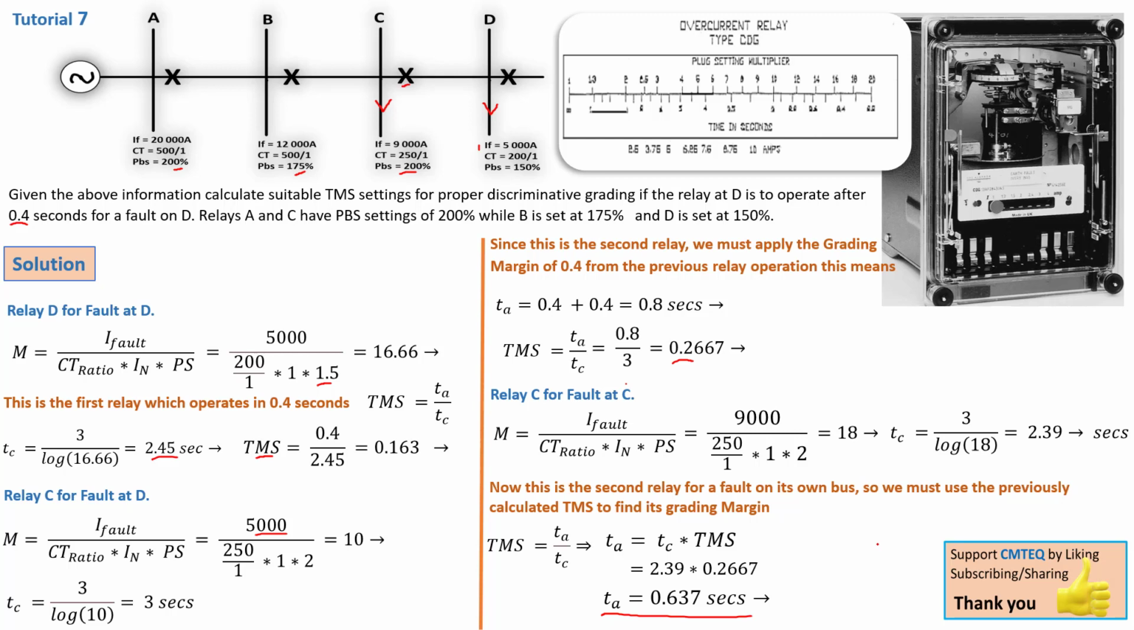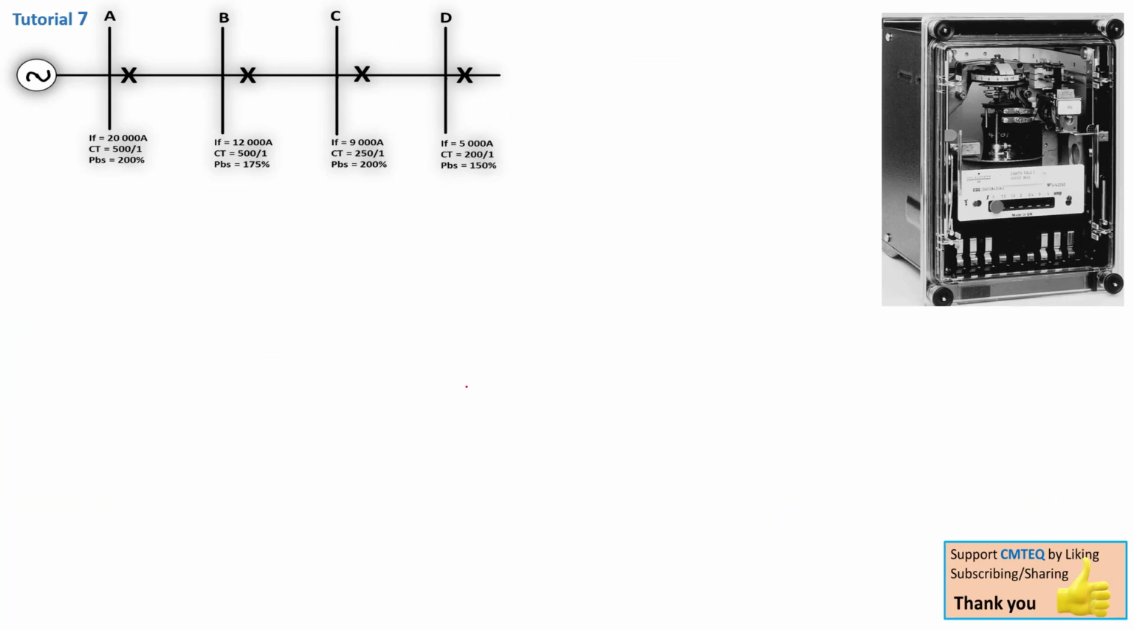Now we're going to move on, and this time we need to calculate for relay B, for the fault on C, and also for relay B for the fault on B. Now moving on, we are now at relay B. This time we first have to solve for the fault on bus bar C before we can solve for the fault on bus bar B. So relay B for fault at C, that is a fault of 9,000 amp.